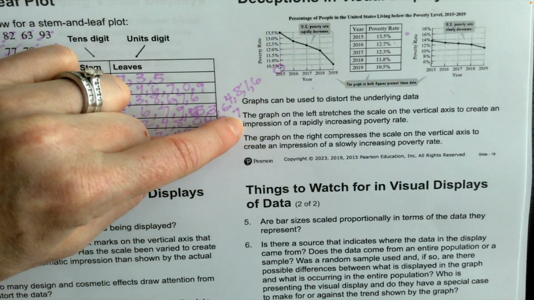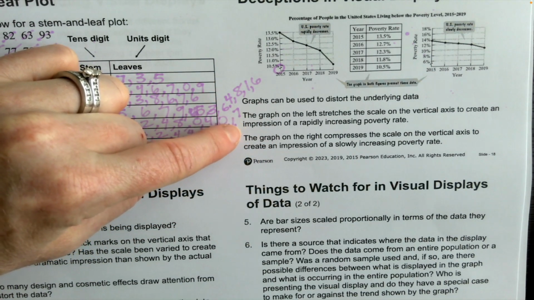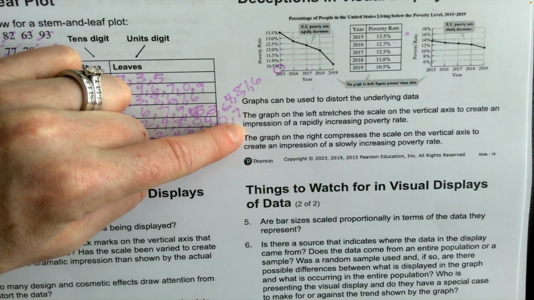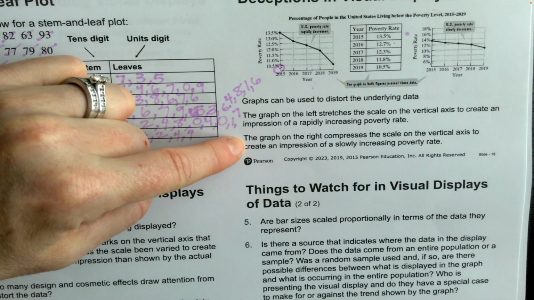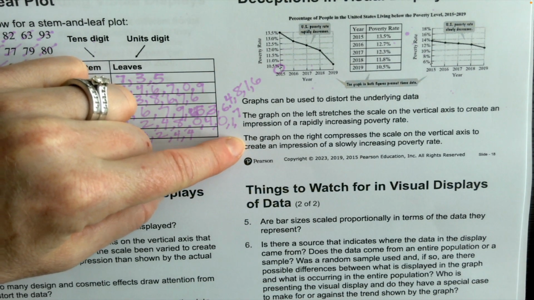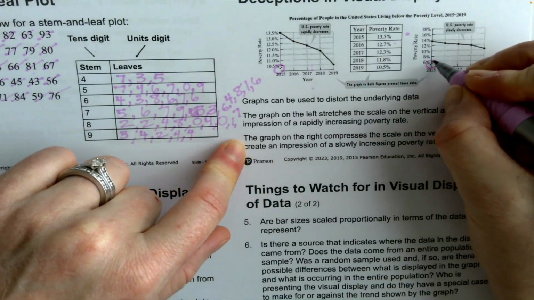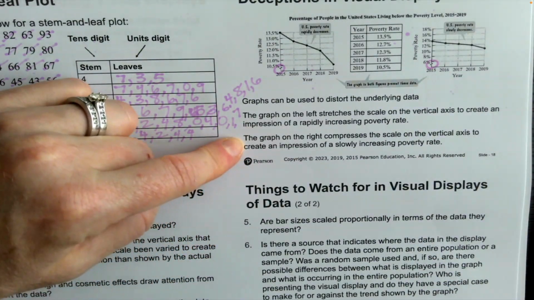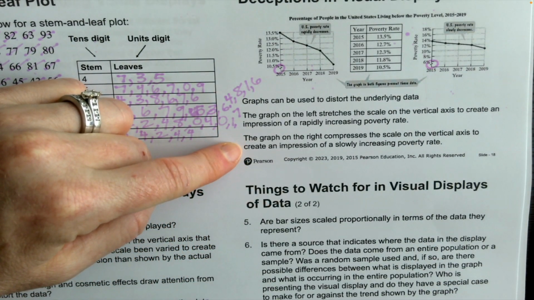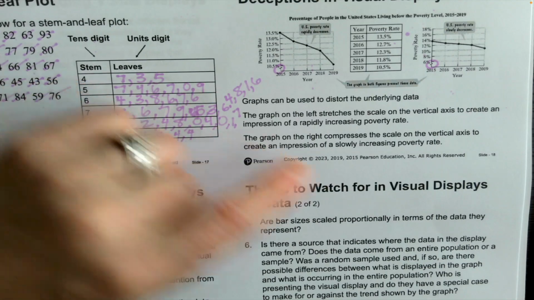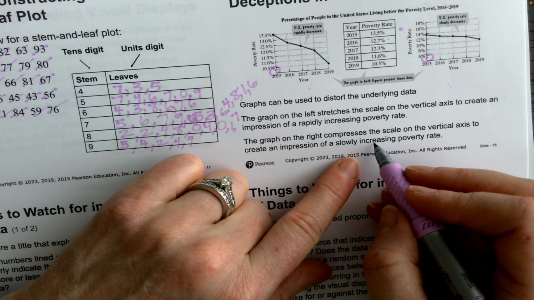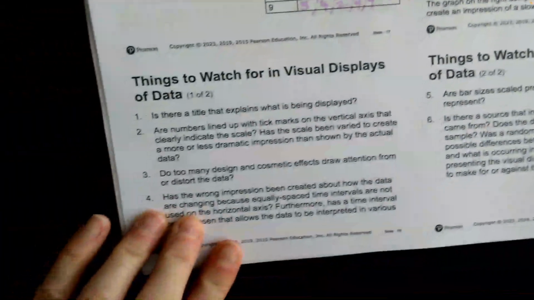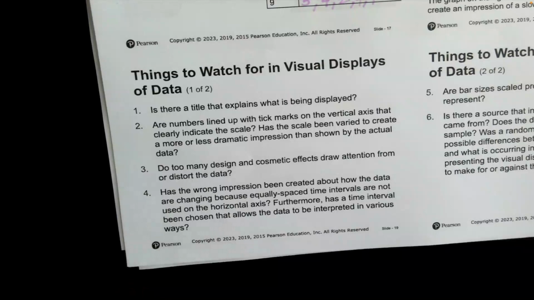The graph on the left stretches the scale of the vertical axis to create an impression of rapidly decreasing poverty rate. The graph on the right compresses the scale of the vertical axis. So it does that, compresses it a little bit, makes it look like it's slowly decreasing. This should say decreasing, right? Poverty rate is decreasing. Yeah. So things to watch out for as you're looking at visual displays of data.